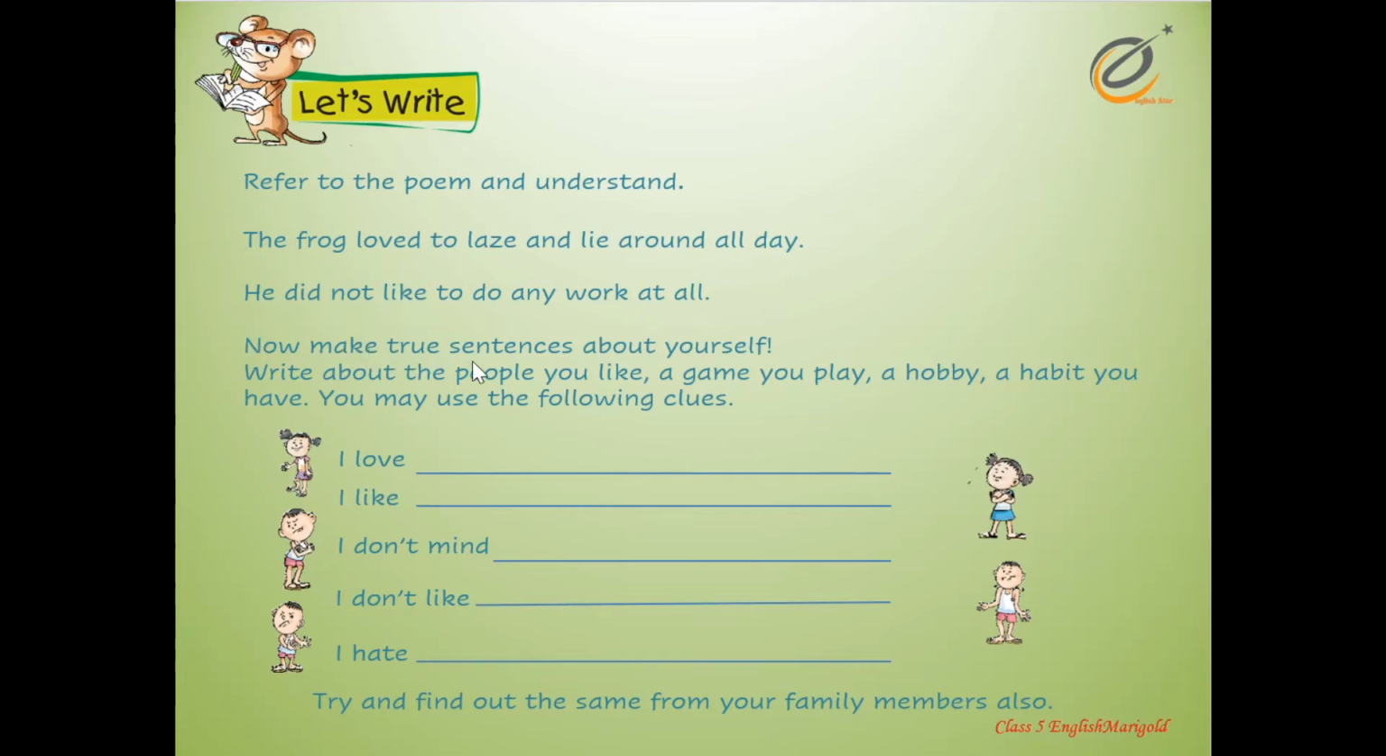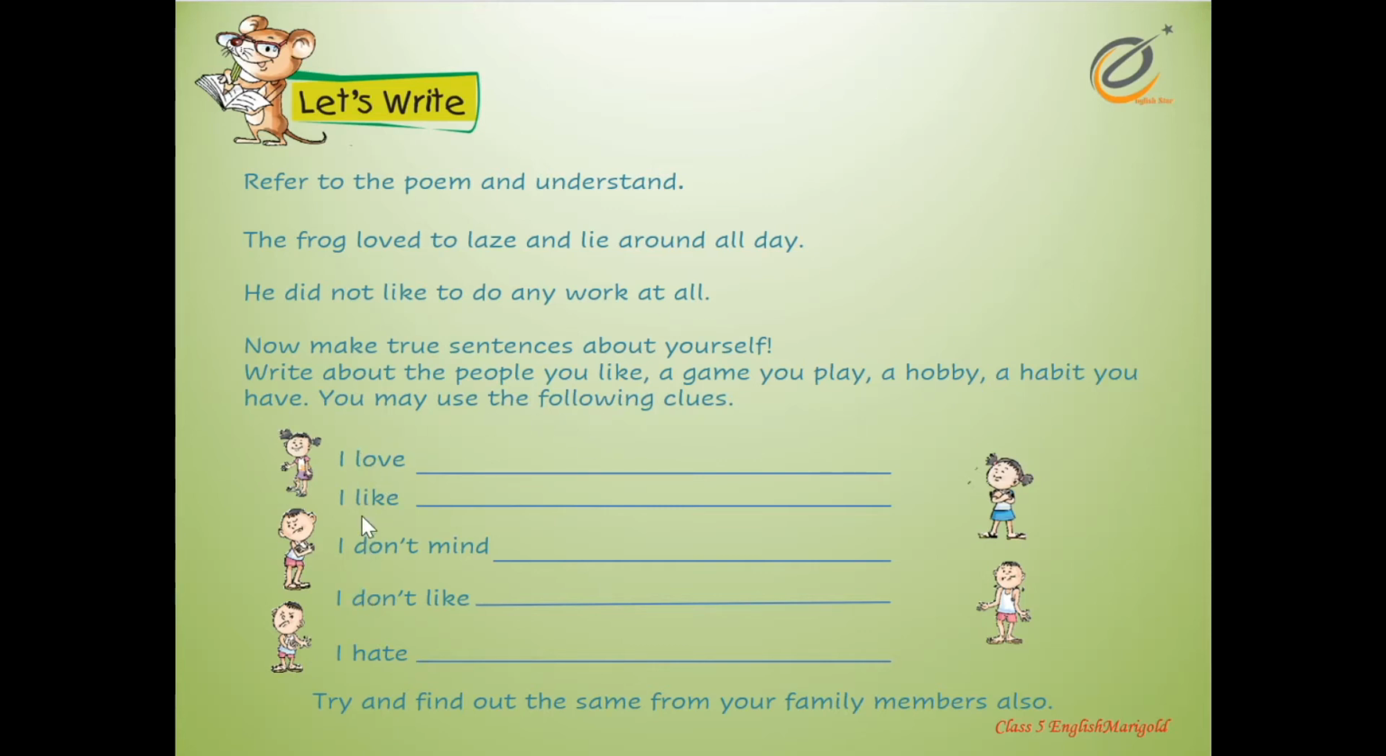Now make true sentences about yourself. Write about the people you like, a game you play, a hobby, a habit you have. You may use the following clues. So you have to see this example, how it has been used: loved to, did not like. And you have to write about the people you like, a game you like, a hobby, a habit you have. So these clues you have to use.